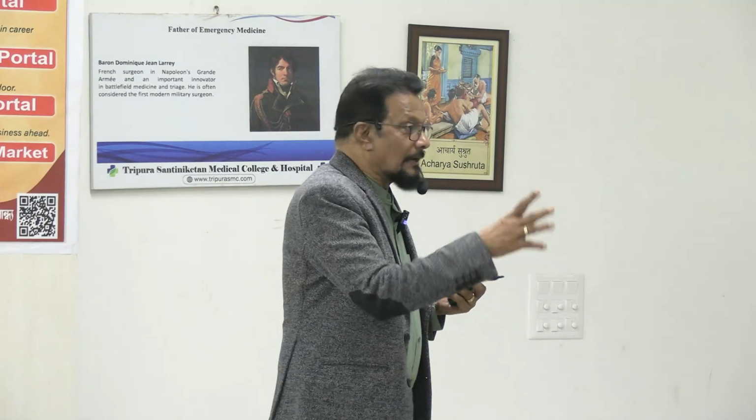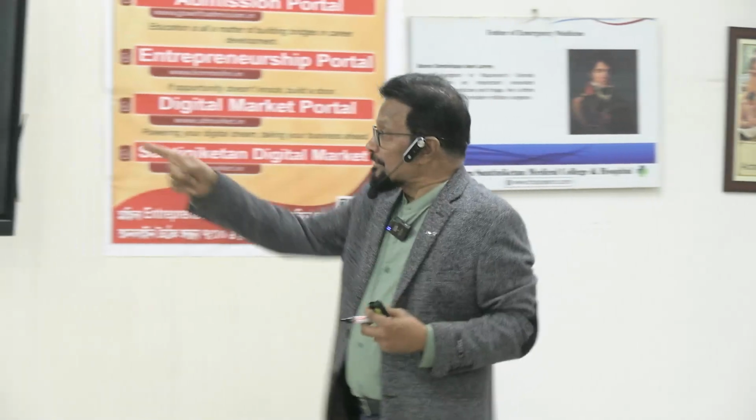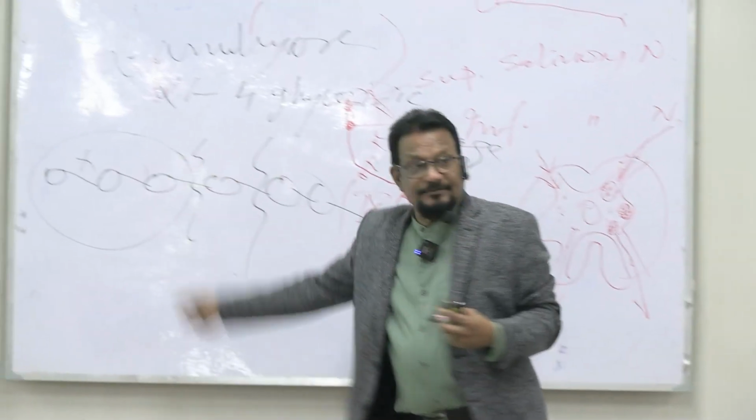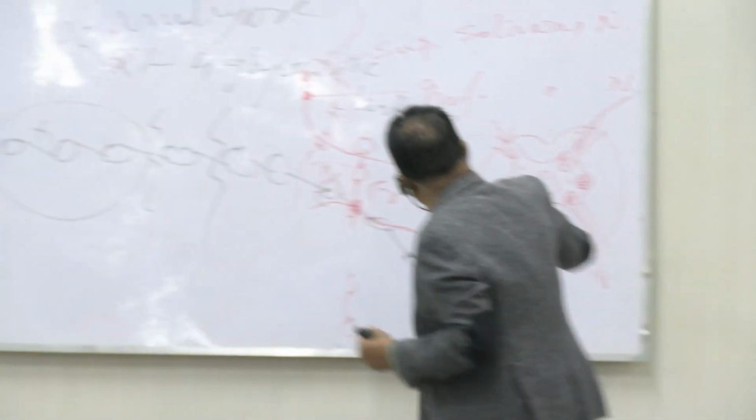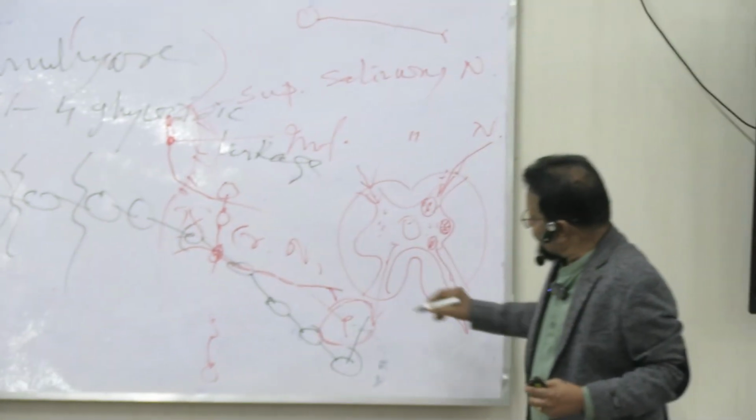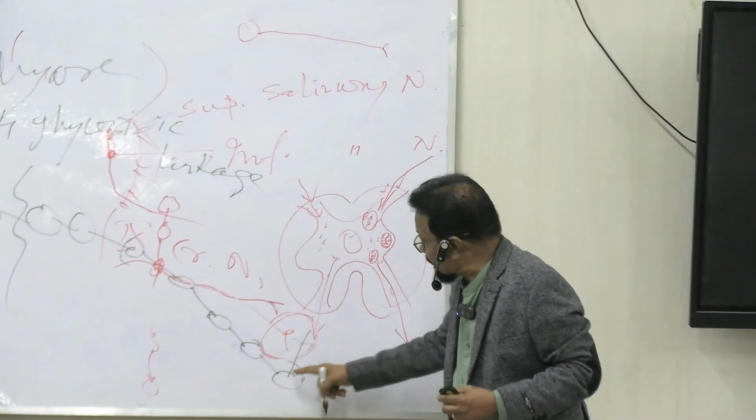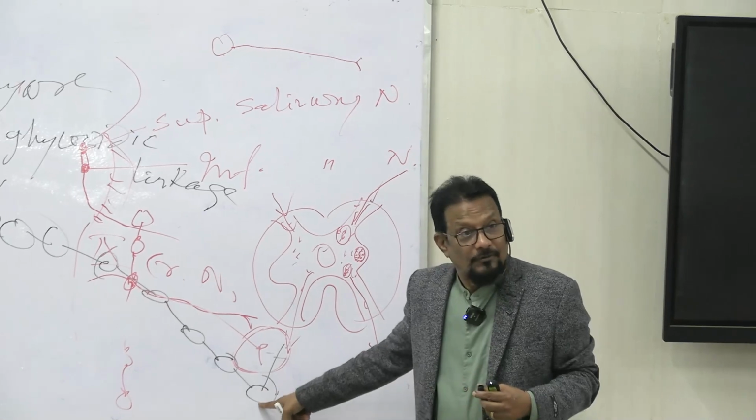The terminal one is not possible and the 1,6 is not possible, so it will be left alone. This will be taken care of by other enzymes. So this sort of polysaccharide is called amylose.